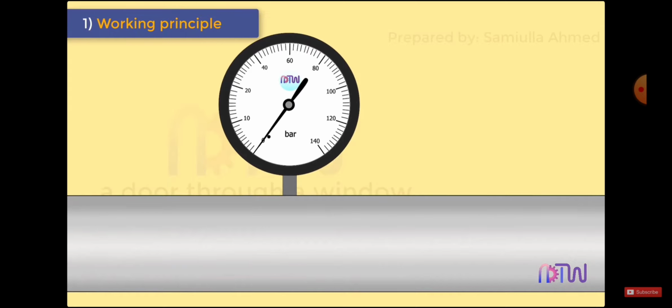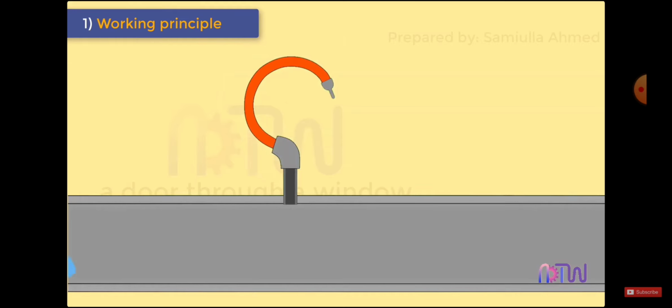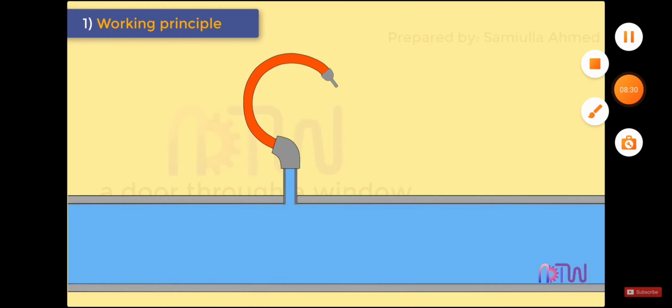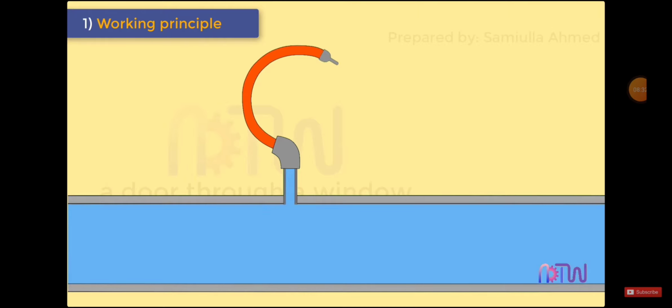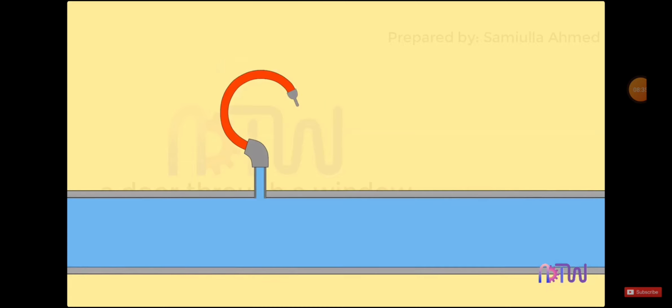Working principle of Bourdon tube pressure gauge. When an elastic transducer, such as a Bourdon tube in this case, is subjected to a pressure, it deflects. This deflection is proportional to the applied pressure when calibrated.